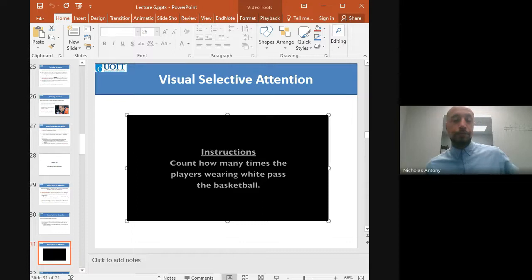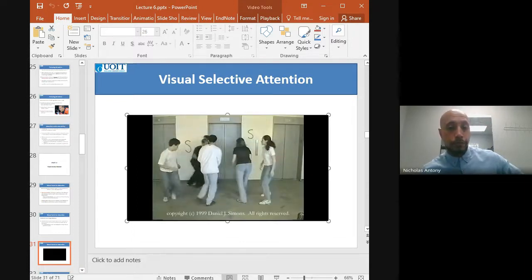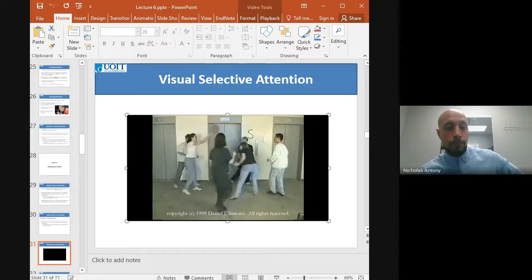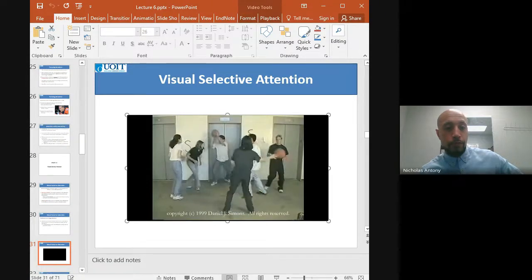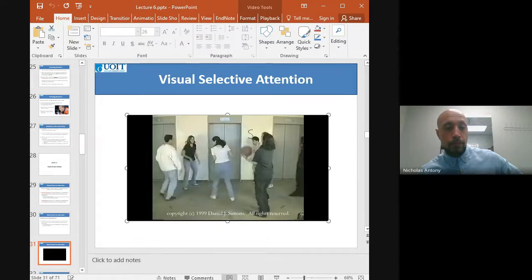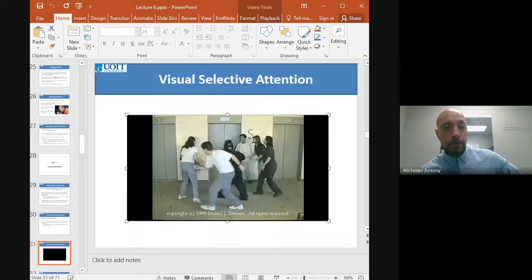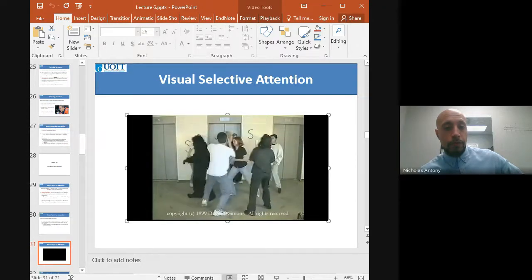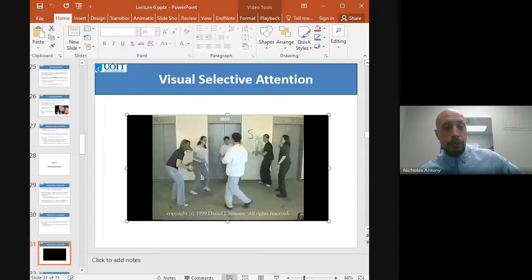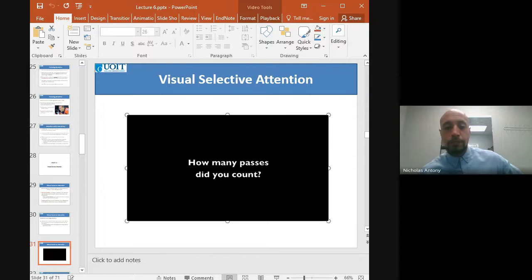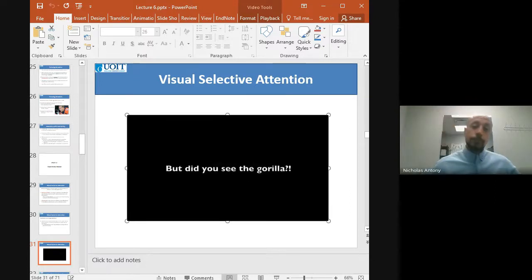This is a test of selective attention. Count how many times the players wearing white pass the basketball. 1, 2, 3, 4, 5, 6, 7, 8, 9, 10, 11, 12, 13, 14, 15, 16. How many passes did you count? The correct answer is 15 passes. But did you see the gorilla?